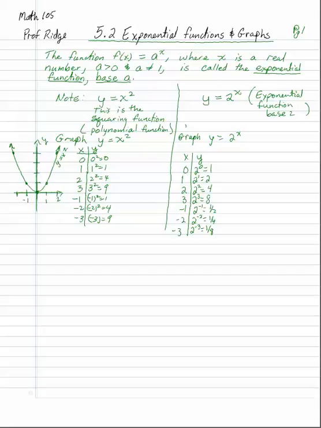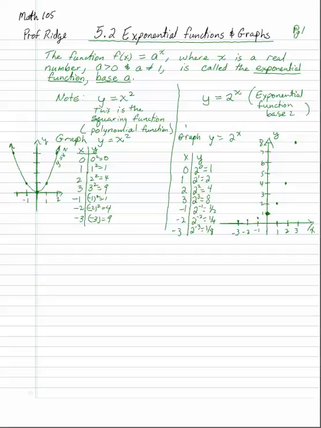And what we're going to get, all right, let's see. So we got 0, 1, 1, 2, 2, 4, 3, 8. Of course, then it would be 4, 16. Negative 1, 1 half, negative 2, 1 fourth, negative 3, 1 eighth.